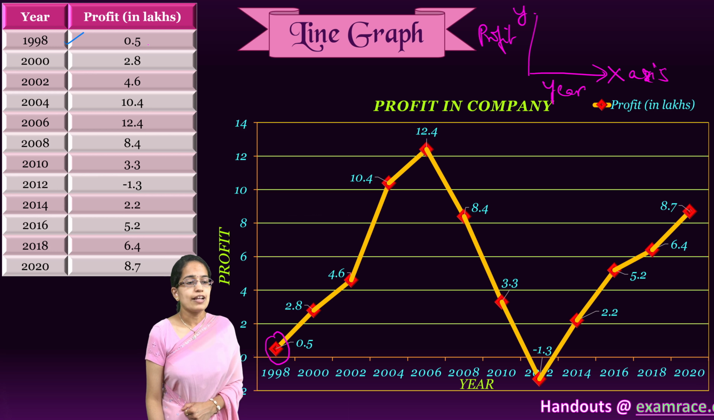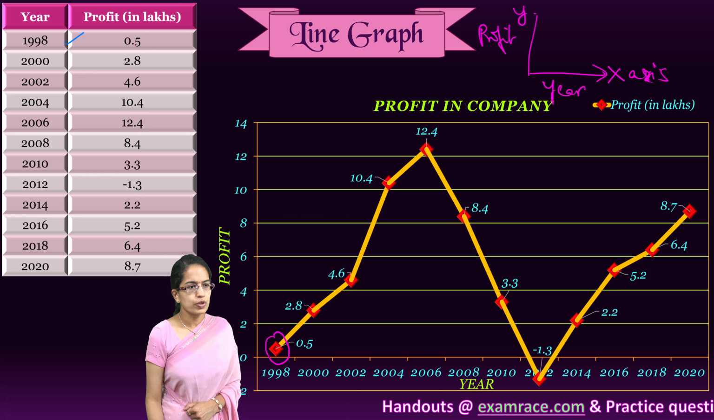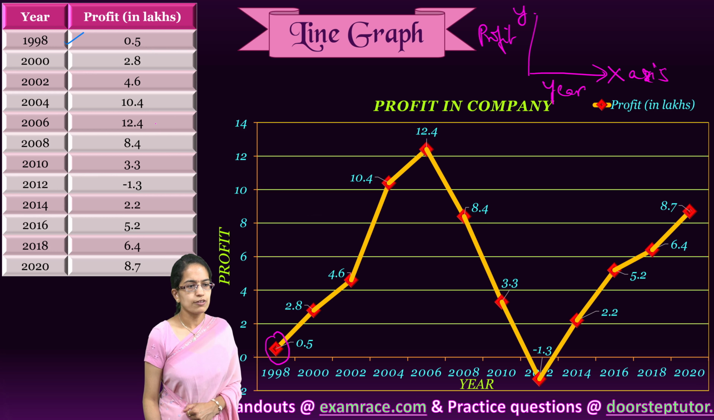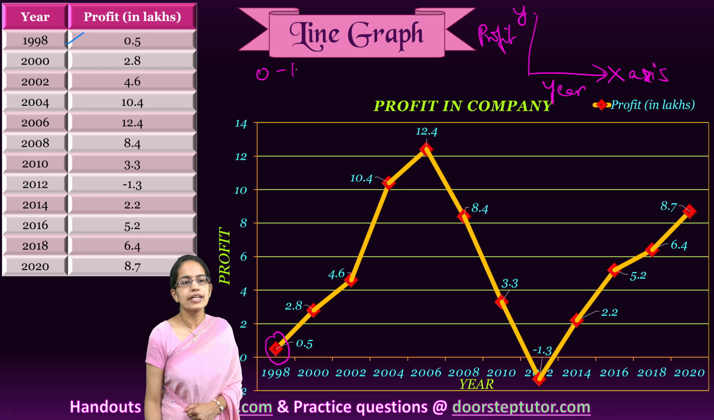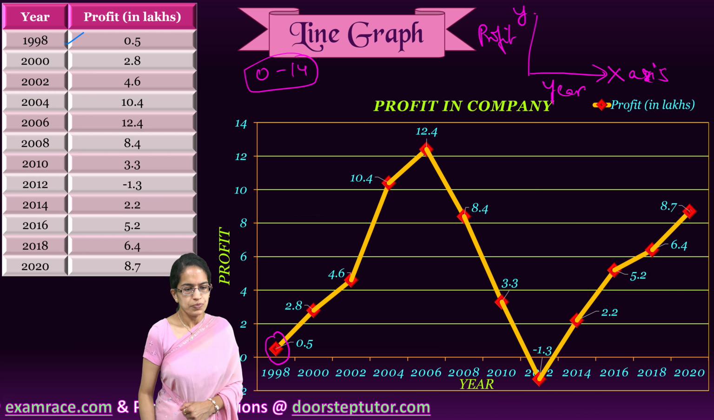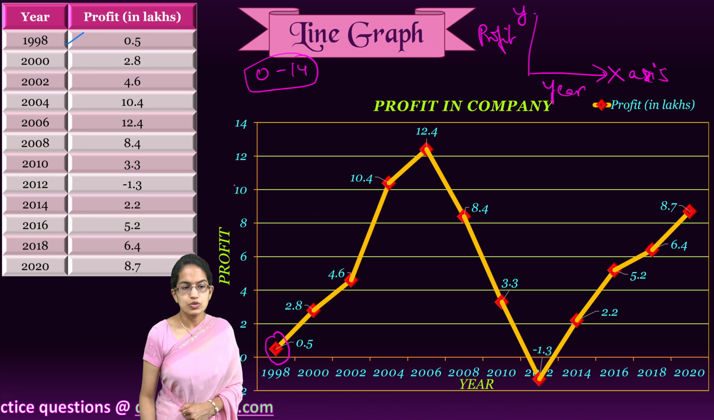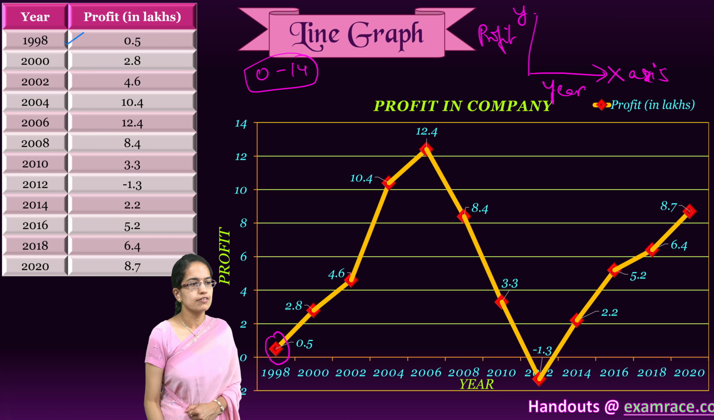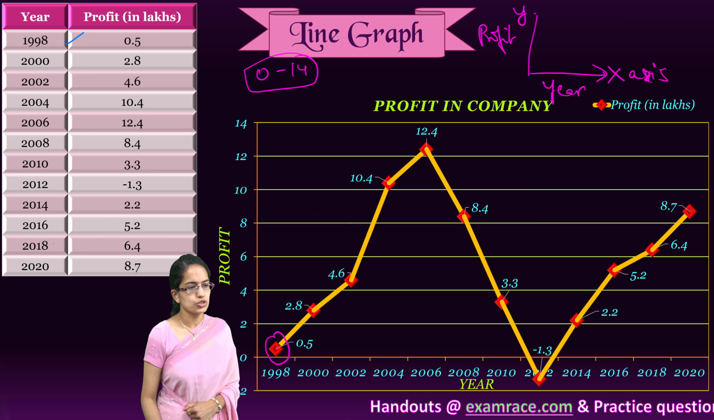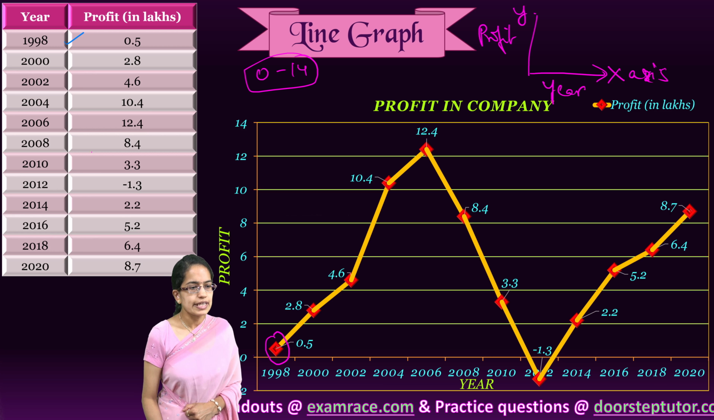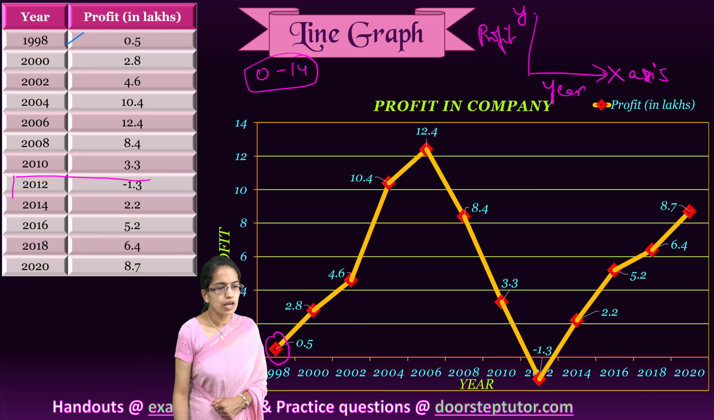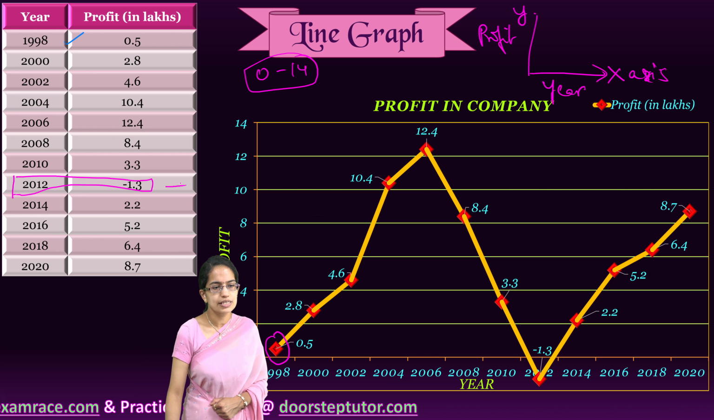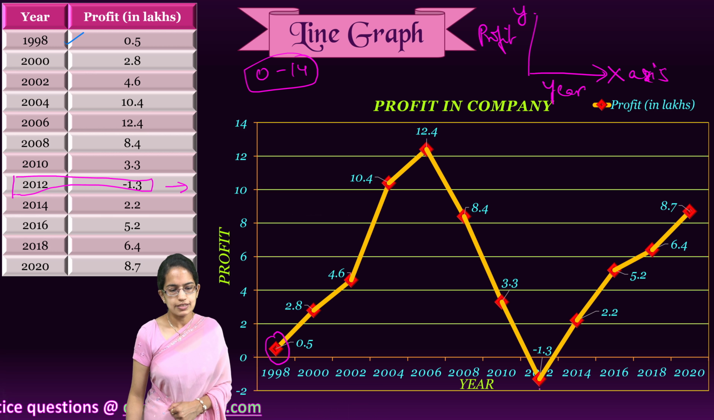Now we see the values of profit range from somewhere between 0 to the highest value, which is around 14. So we would divide our graph in the values of 0 to 14, in a gap of 2 each, and that would show us the vertical segregations. And for the year, we of course have 1998, 2002, so all the years in the gap of 2. But the interesting phenomenon here is that for 2012, we have one value which is negative. So the graph goes below the 0 mark.